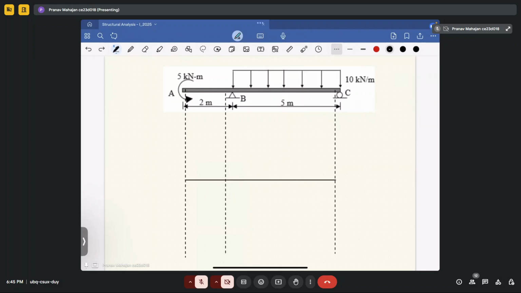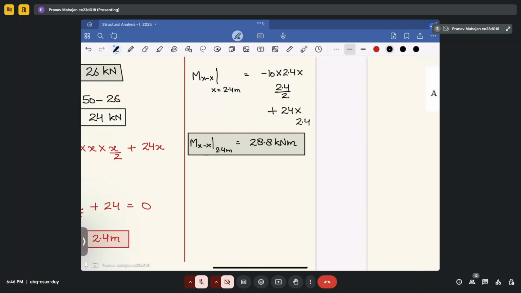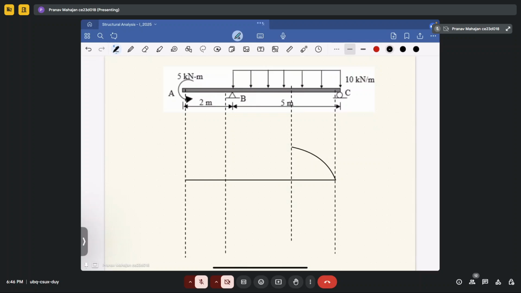So let me draw this again. At 2.4 meter, it will be coming out to be negative. Okay, so how it will go? So your diagram will go like this. At 2.4 meter, your maximum value is coming out to be 28.8. Then it will decrease.